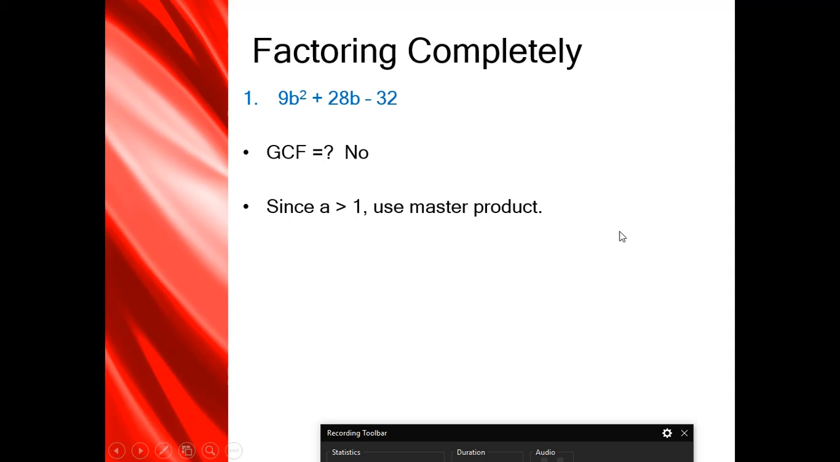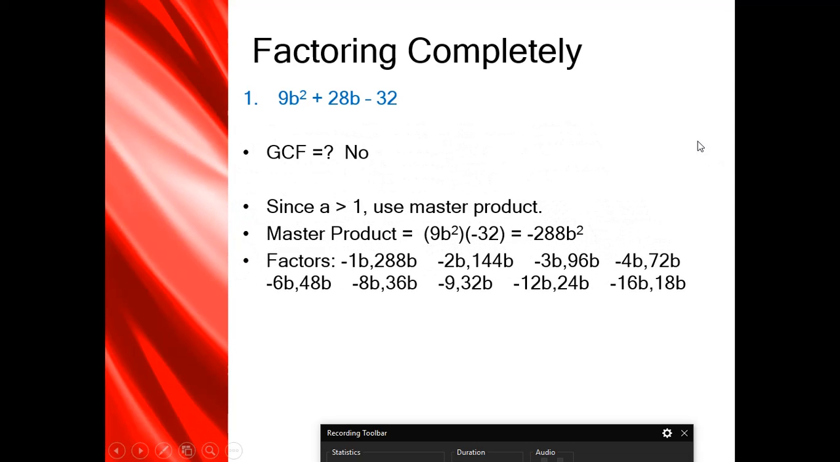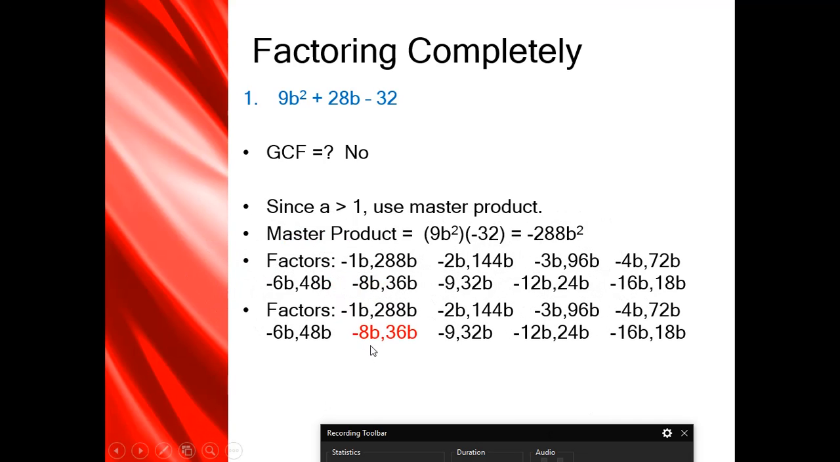So I'm going to make a list of factors from my master product. So I'm multiplying the A term and the C term. Notice it's negative. That means when I list my factors, I'm going to have 1 positive and 1 negative factor. If you want to pause the video before I bring up the factors, you're welcome to do that. Because our master product is so large, we have a large number of possible factors. We want to select the set that will add up to positive 28. And I've identified negative 8 and positive 36.